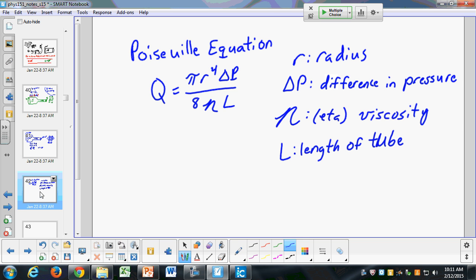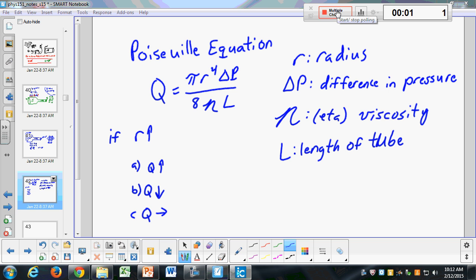Let's just finish off with a couple of clicker questions. I'm going to ask you, what happens to Q if, for example, your radius goes up? Does Q increase, decrease, or remain the same? If you increase the radius of your pipe, what happens to the flow rate? If I just take my pipe and make it bigger, keeping all things otherwise the same, what happens to my flow rate?